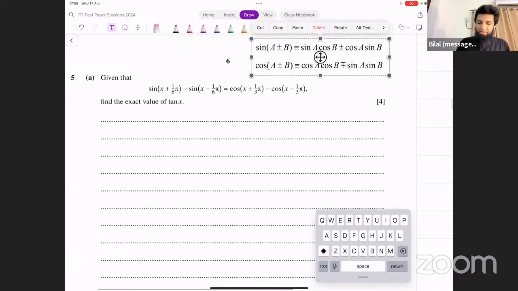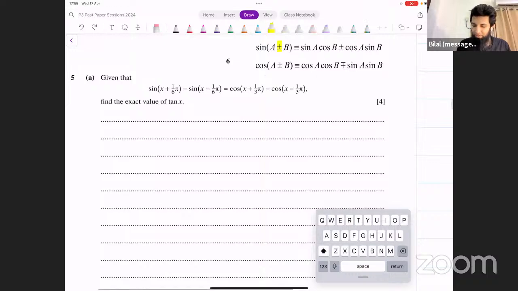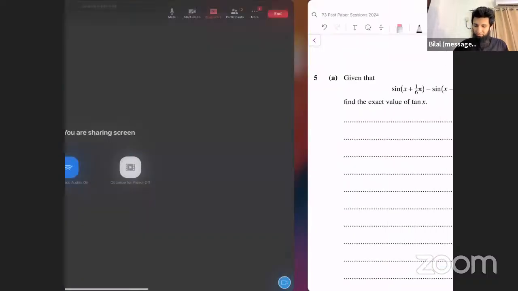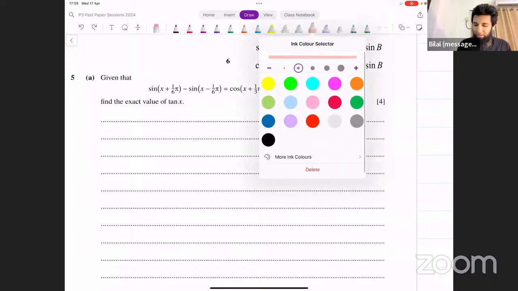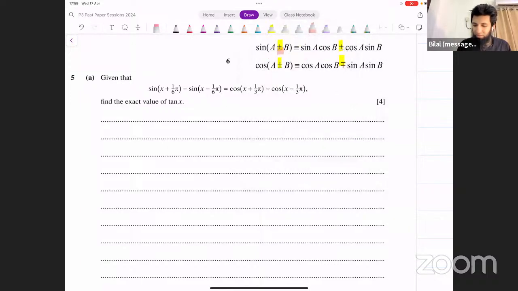Okay. In the sine identity, when we have plus on the left side, we have plus on the right as well. In cos, when you have plus on the left, we have minus on the right. In sine, when we have negative on the left, we have negative on the right as well. In cos, when you have negative on the left, we have positive on the right. So keep that in mind and just apply these identities and see what you get.